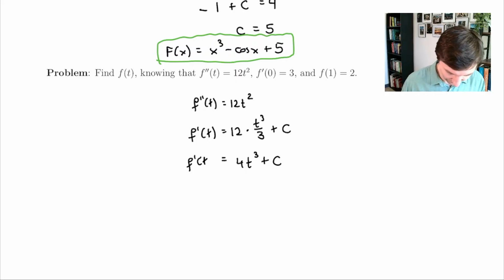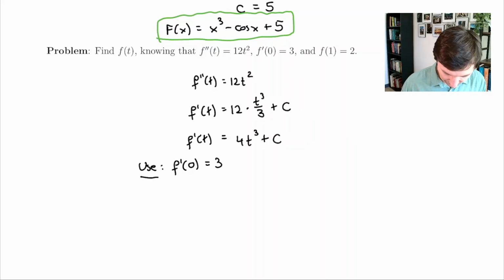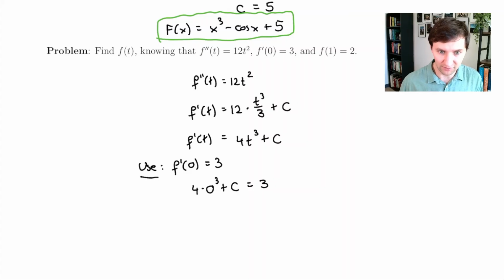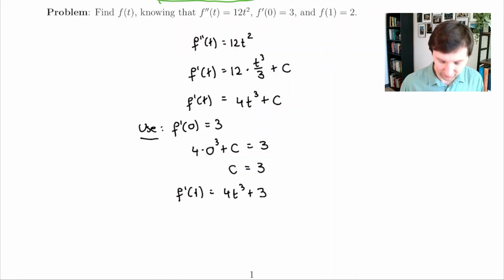Let's use this fact now, that f prime of 0 is 3. When I use this, I plug in 0 to this expression and I will get 4 times 0 to the third power plus c equals 3. Which tells you 4 times 0 to the third power is 0, which tells you that c is 3. Which means your derivative is 4t to the third power plus 3.